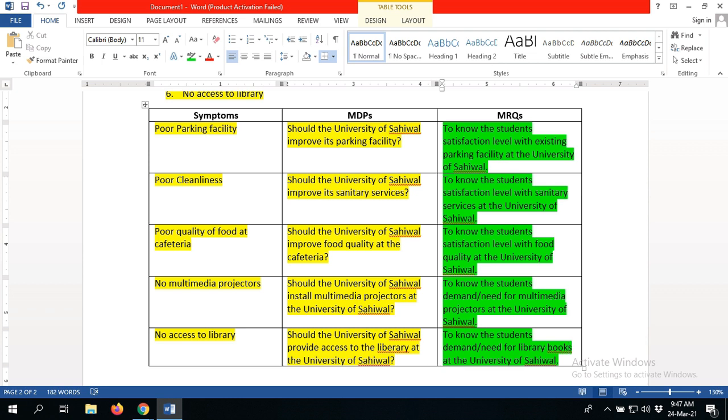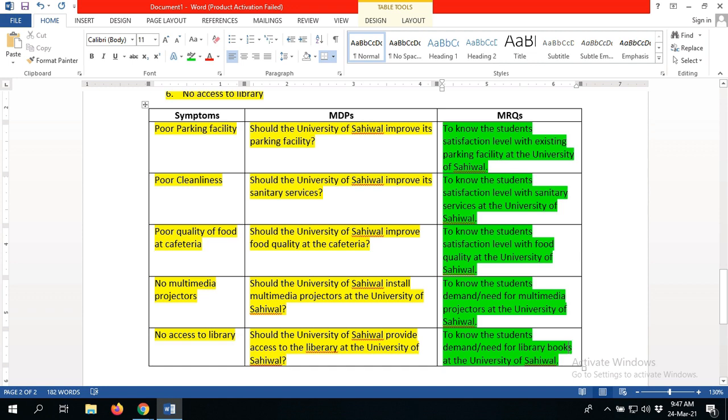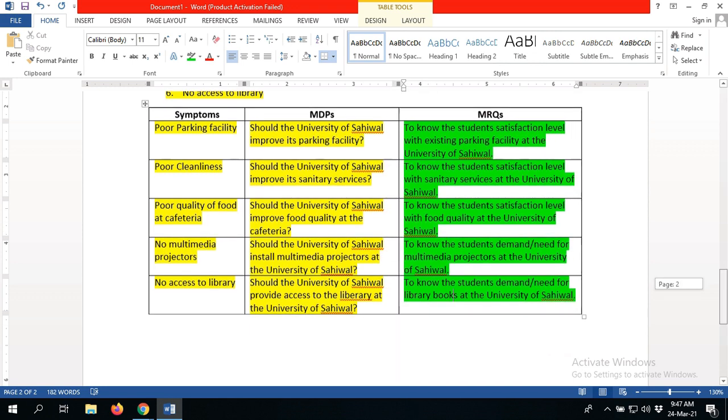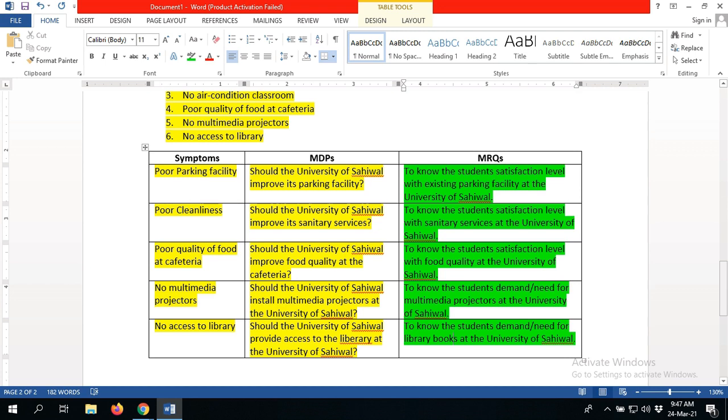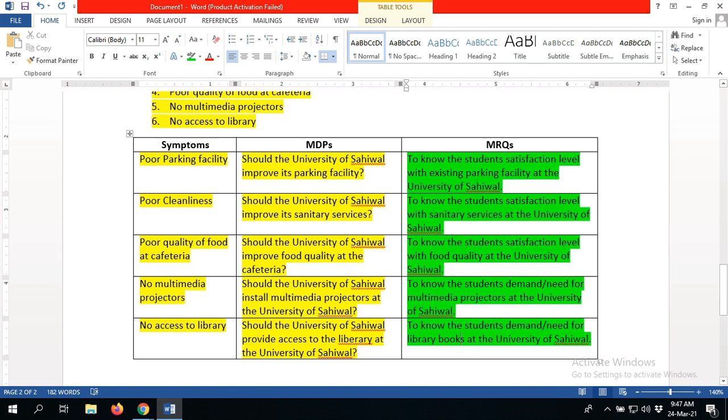But anyhow, although it's a basic facility, we have just incorporated this symptom for the sake of this session only. So if students say that we do not have access to the library, then we need to have MDPs, like should the University of Saival provide access to the library at the University of Saival. To make this decision, we need to know students' demand and need for library books at the University of Saival.